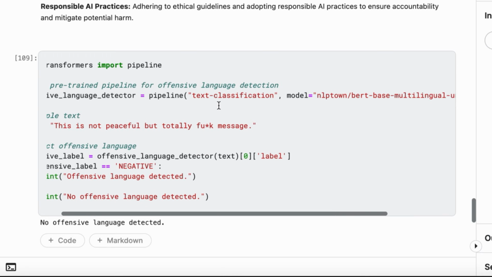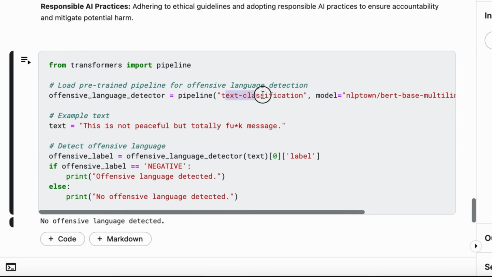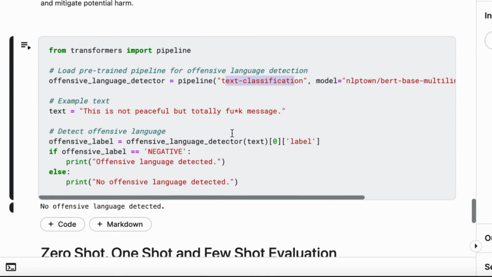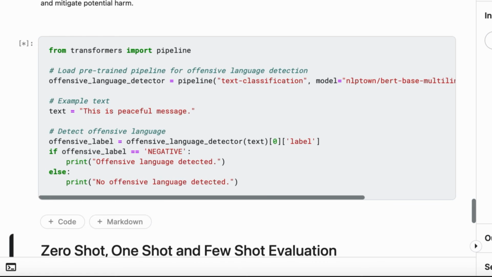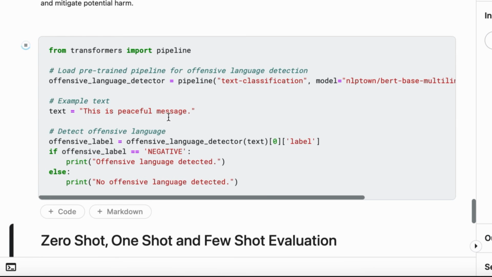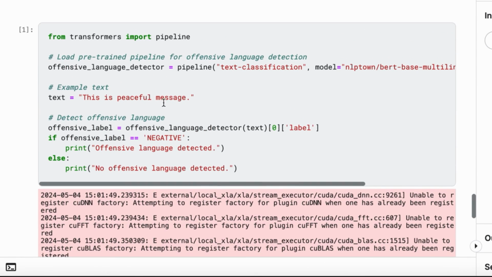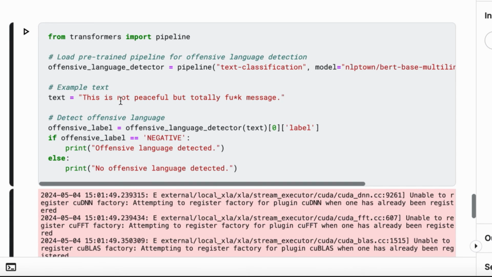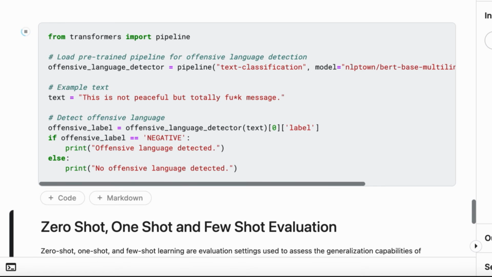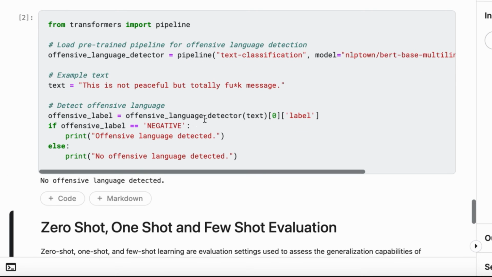Okay, so I just built a text classification here to check if a text is offensive or not. First I create a text saying this is a peaceful message. When I try to use it, just see here, it says no offensive language detected. But if I convert it to this is not a peaceful message and a totally F-word message, then what does it say? No.